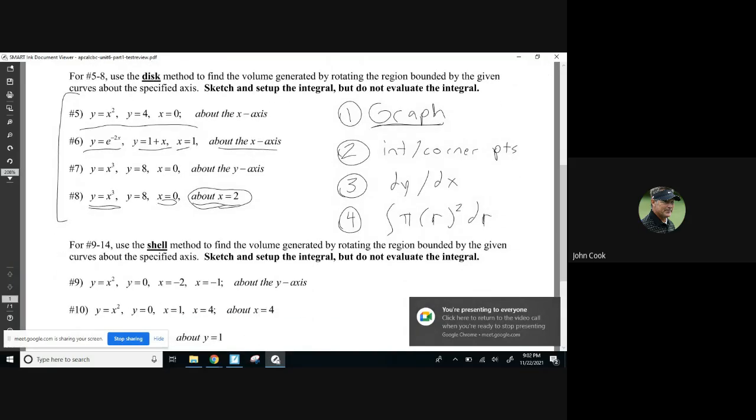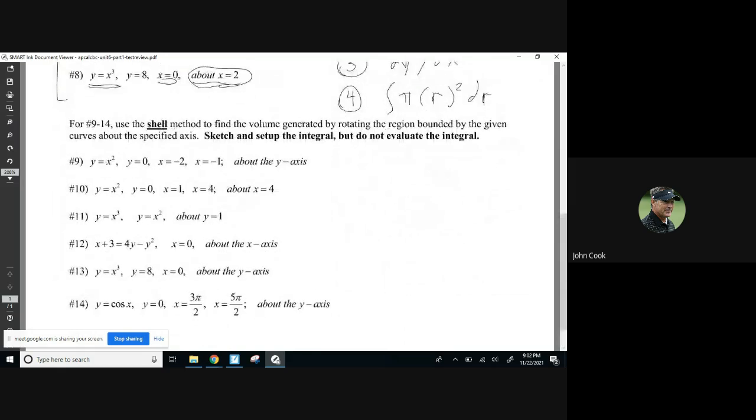We're gonna do these last couple problems, six of them. Shell method. This is fun, easy stuff. I always thought disk method was a little bit tougher. Same thing with the washer method.